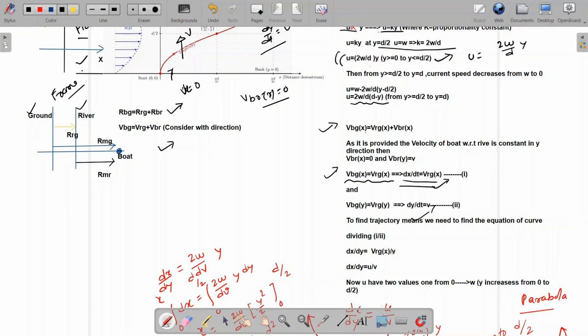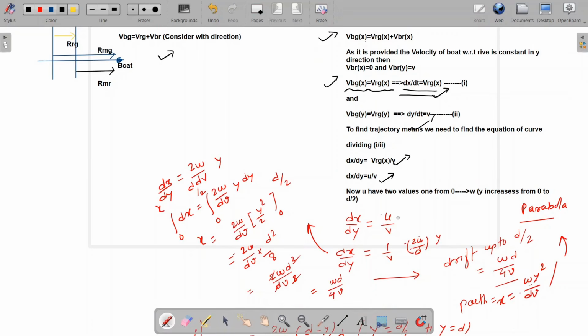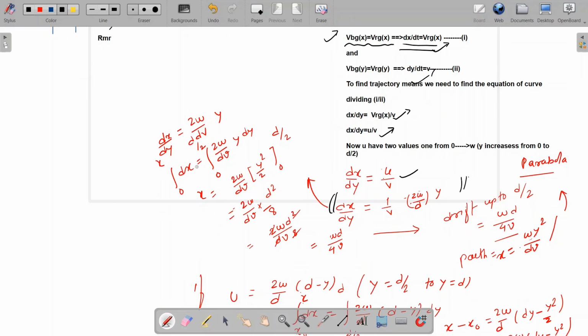Dividing dx/dt by dy/dt gives us two equations, one for each half of the river's velocity profile. In the first half, this gives us dx = (2w/d)(y/v) dy. Integrating this from 0 to d/2 gives us a downstream drift of wd/4v.